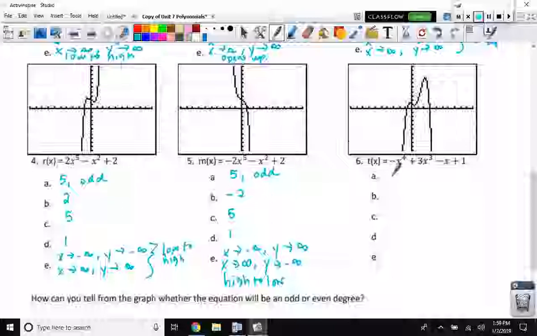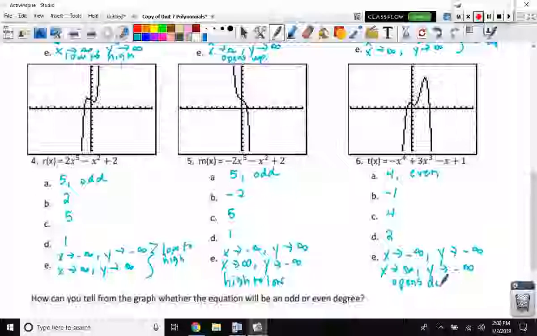Degree? 4. Even. Lead coefficient? -1. Number of solutions? 4. How many are real? 2. As x approaches negative infinity, what's happening to y? Negative infinity. As x approaches infinity, what's happening to y? Negative infinity. So it opens down.